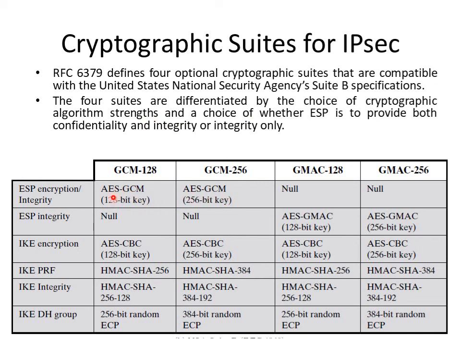Here it is AES-GCM with a 128-bit key, and that is used in GCM-128. If the key is 256 bits, it will be GCM-256, like that. So depending upon the algorithm strength and the choice of whether ESP is to provide both confidentiality and integrity or only integrity, based on that, these four suites are available in RFC 6379. So this is the NSA Suite B, RFC 4869.